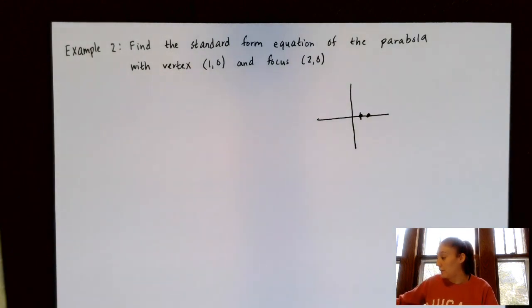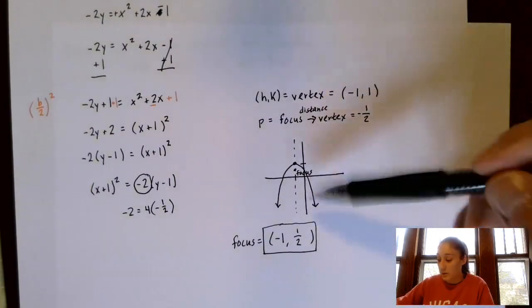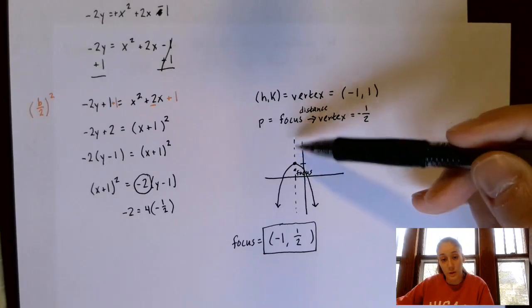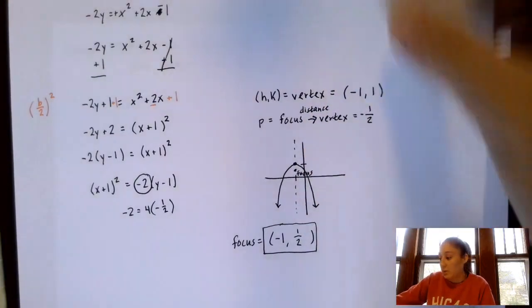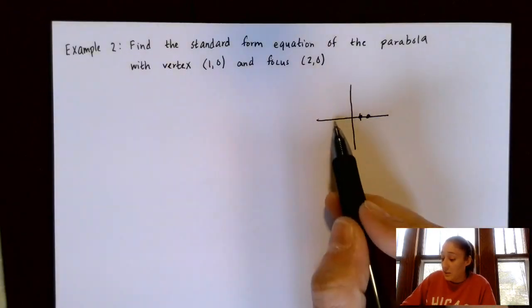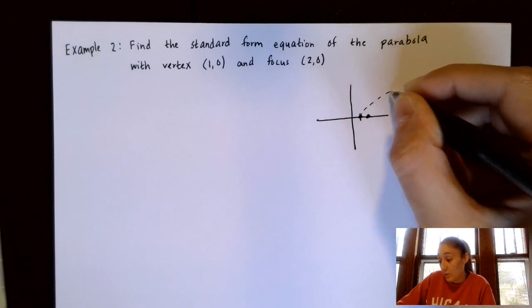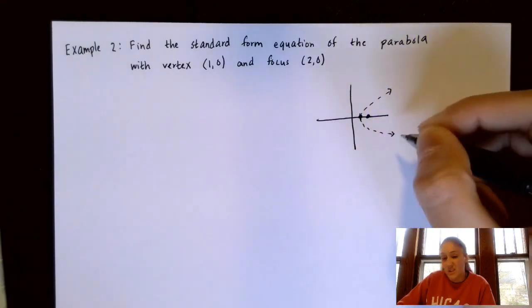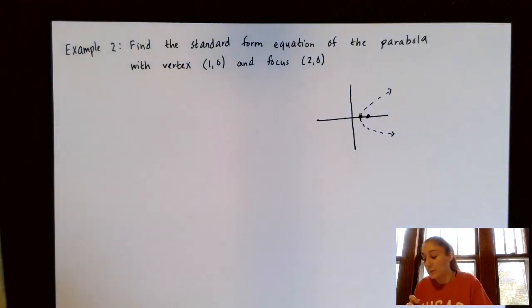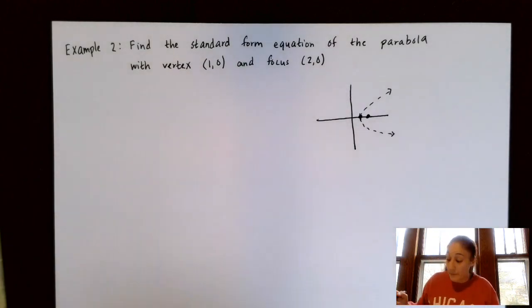So in the previous example, notice how the vertex and the focus were along the same line. The same thing is going to be true in this one. So that means this parabola must open, in this case, to the right. The focus is always inside of the parabola. Based on that, we want to use the second version of our equation.